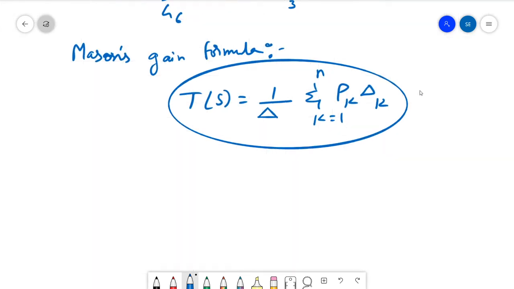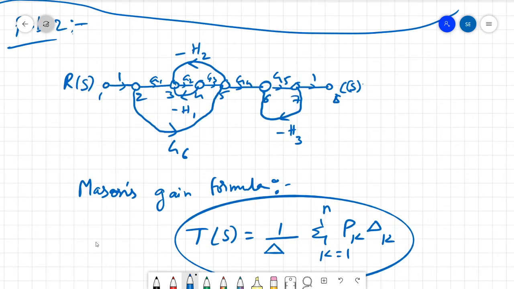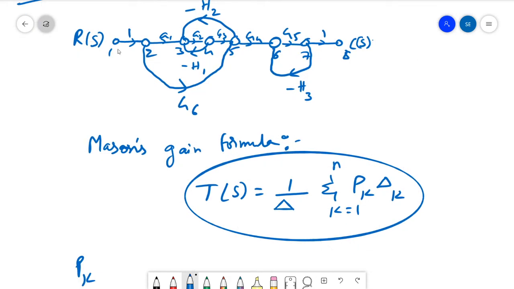Now first thing is to calculate the forward path gains, Pk, right? So how many forward paths are there in this? I mentioned there are two forward paths starting from R of S to C of S. One is going through all the nodes 1, 2, 3, 4, 5, 6, 7, 8. Then the second forward path is 1, 2, and it is going to 5, right? 2 to 5 and 6, 7, 8. Calculate the gains here. First forward path gain is G1, G2, G3, G4, G5. Second forward path gain is 1 into G6 into G4 into G5, right?